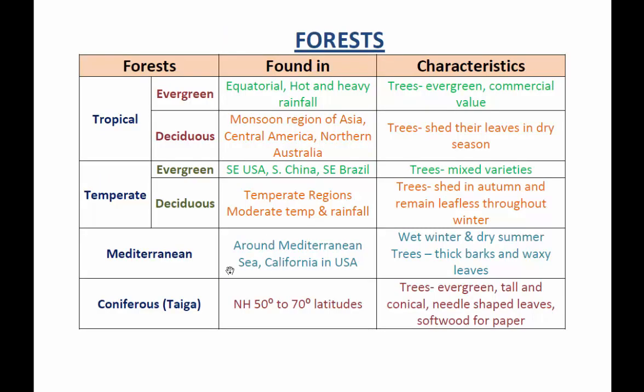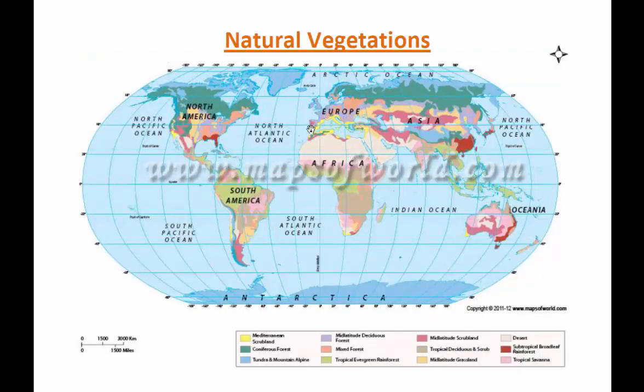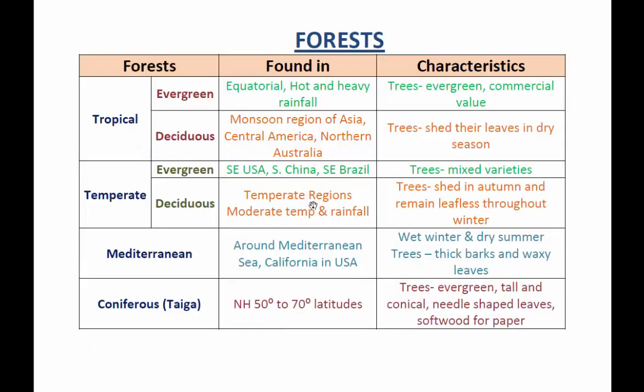And again, Mediterranean forests are found around this Mediterranean Sea and California in USA. This is Mediterranean Sea, all around this Mediterranean Sea have Mediterranean type of forests. And in the United States of America, California, you might remember this Hotel California somewhere here. So they have this Mediterranean type of climate.